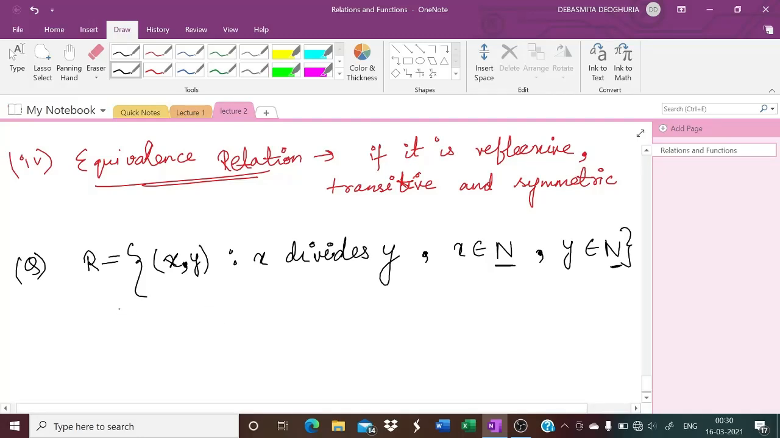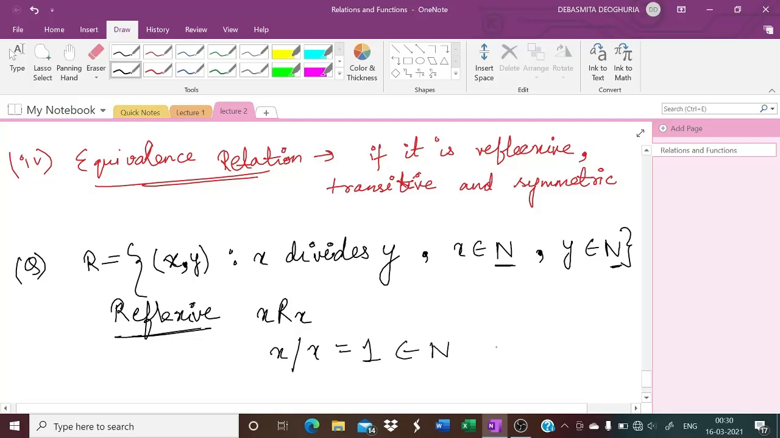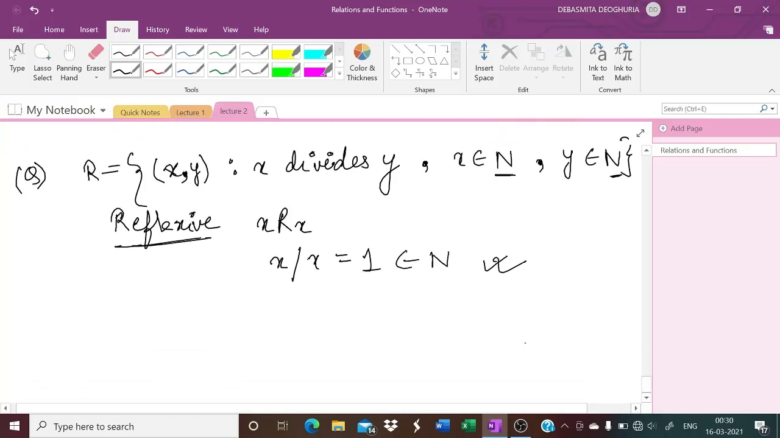First we will check for symmetry. No, first we will always check for reflexive. Yeah, first we will check for reflexive. What will be reflexive? x should be related to x. So x divided by x would be 1, and 1 belongs to the set of natural numbers. So yeah, your relation would be reflexive. Now next we will check for symmetry.